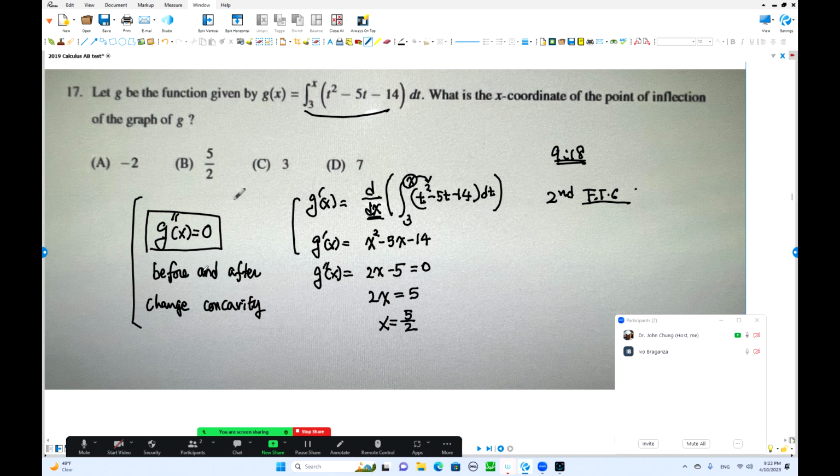Before and after, they're going to change concavity, right? Definitely, because the graph of 2x minus 5 looks like this. At this point, 5 over 2, it changes from negative to positive, concave down to concave up. That's why at this point, 5 over 2, it is the inflection point.